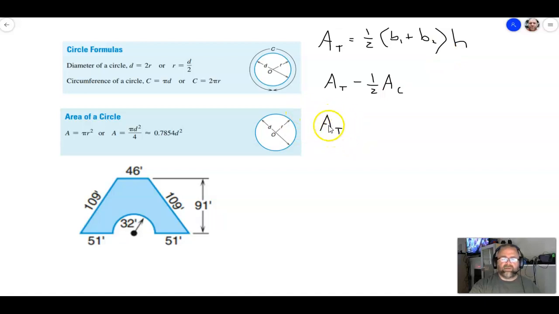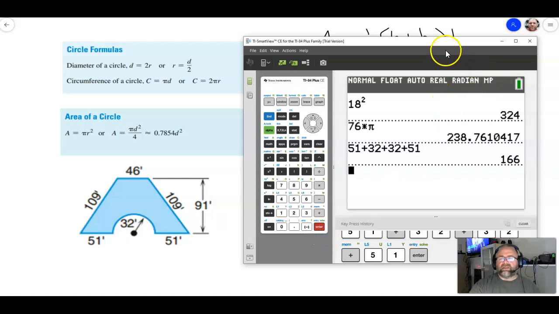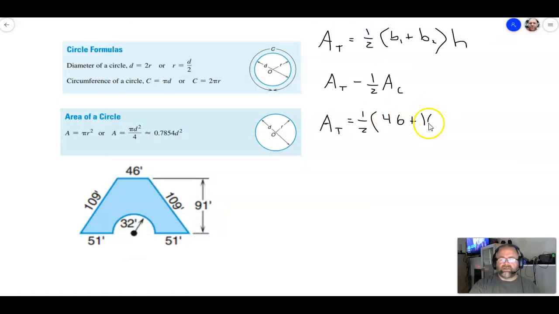So the area of the trapezoid is going to be equal to 1/2 times the two sides that are parallel to each other. So we'll use the top and the bottom. So 46 plus, and this is going to be, so we're taking this length plus that length plus that length plus that length. And if I pull up my calculator, that is going to be 51 plus 32. That goes from here to the center, plus another 32. That goes from the center to here, plus 51. And that's going to give us 166. So plus 166.